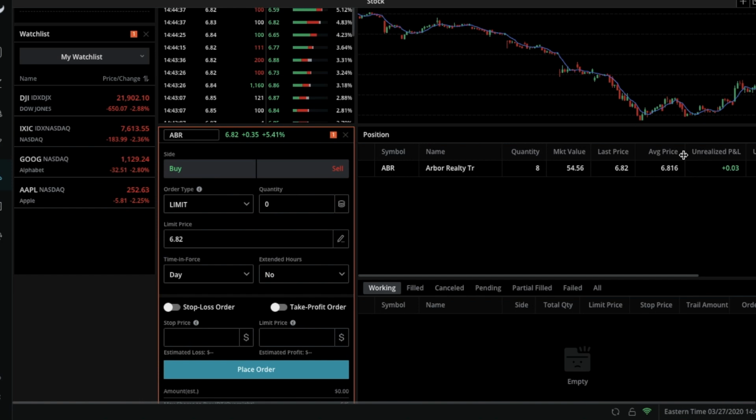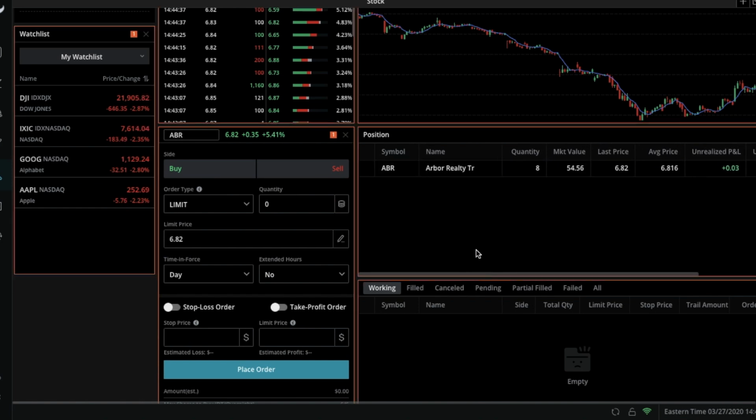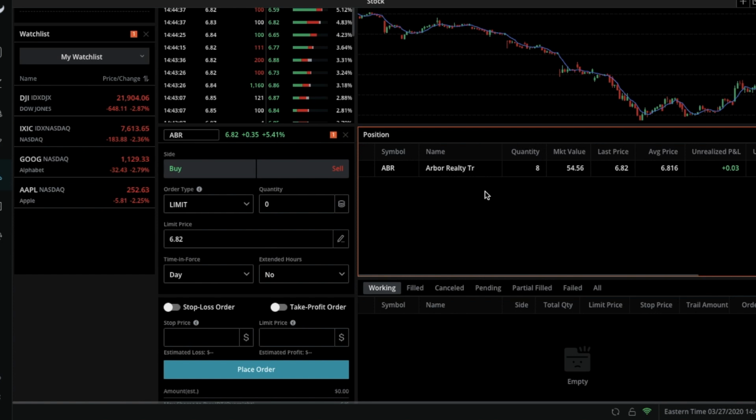And let's see what we got. We do have it in my portfolio now, so that is my position. I have 8 shares of ABR. Average price, I got in at a market price of just about 682, and I'm already in a little bit of profit, guys. Look at that, 3 cents profit. We are on our way, and 0.05% gain. And so that is my first purchase with this amount.